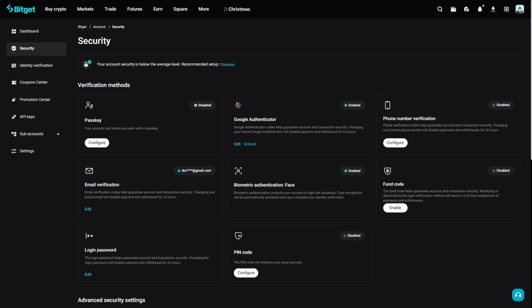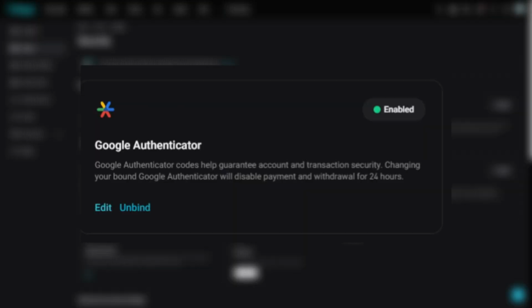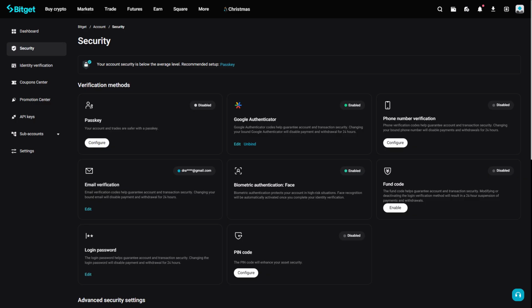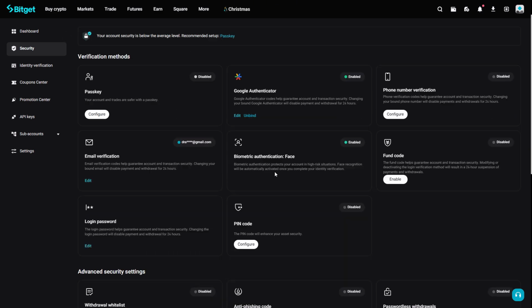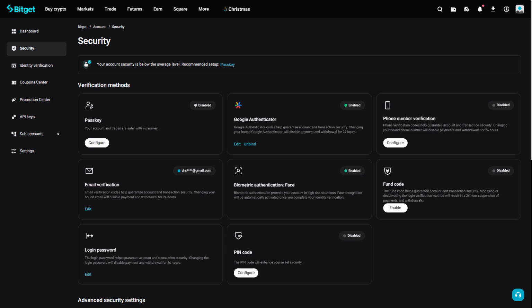Once you have scanned the QR code, the Google Authenticator app will start generating codes for Bitget. Enter the current 6-digit code into Bitget to confirm, and boom, your two-factor authentication is active. From now on, every time you log in or make a withdrawal, Bitget will ask for that 6-digit code. It is an extra step, sure, but it is the best way to protect your funds. And honestly, once you get used to it, it takes like 5 seconds. All right, your account is now secure. Let us move on to verification.